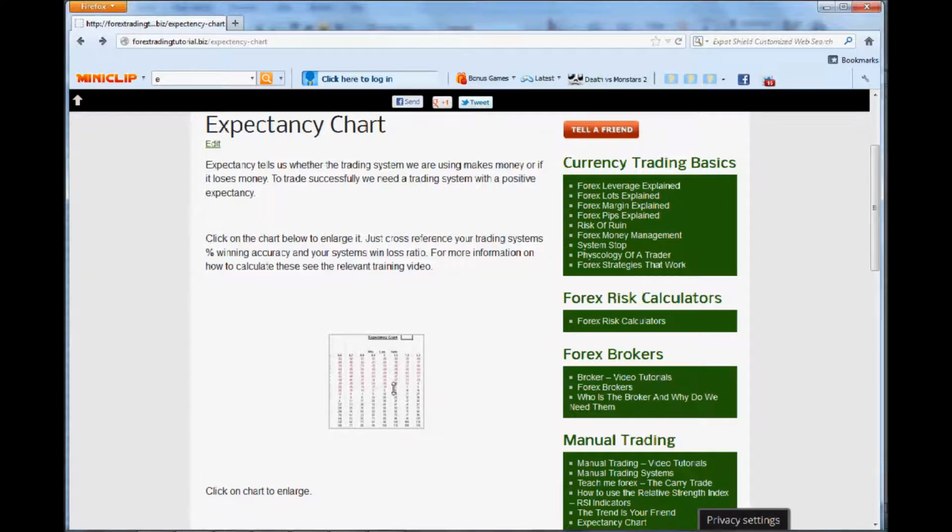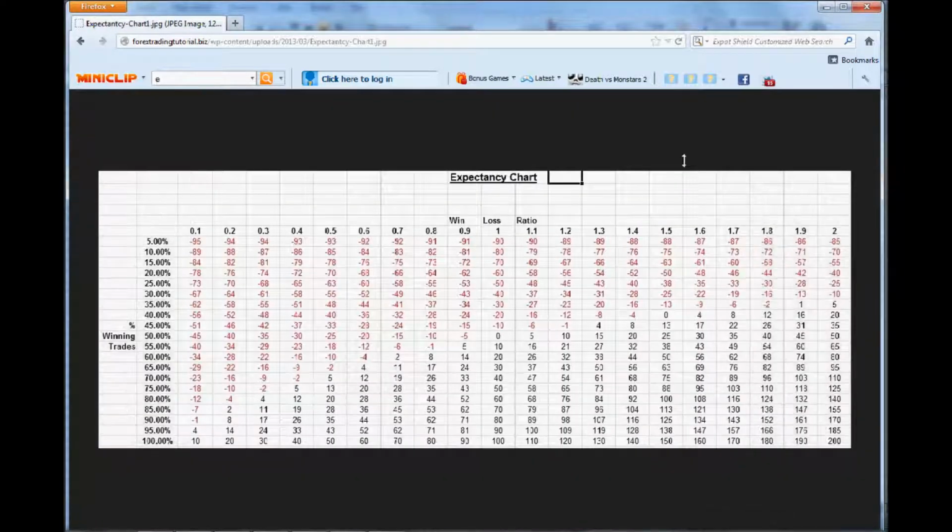So the easiest way to do it is just click on the chart, and what comes up here is the expectancy chart. Now this is very easy to do. You just have a look at your winning accuracy, so the percentage of winning trades that your system makes, and you just cross-reference it with your win-loss ratio, and you'll be able to tell from here whether or not your system makes money. Now anything with a minus sign in red is a negative expectancy. Anything with a positive black is a positive expectancy.